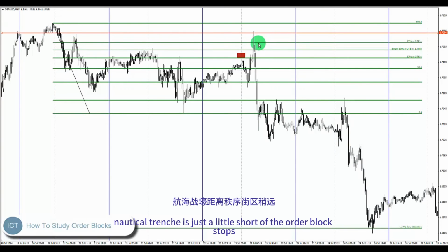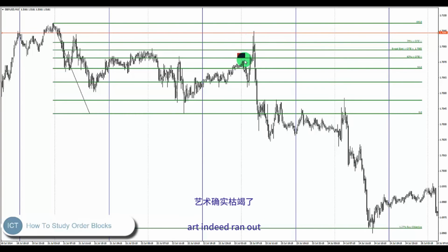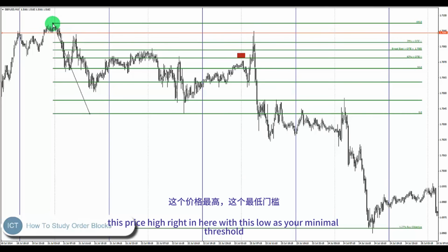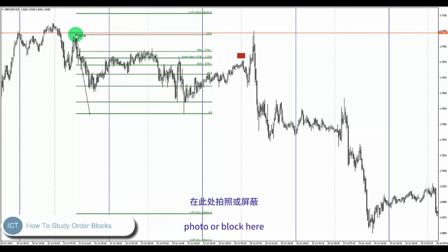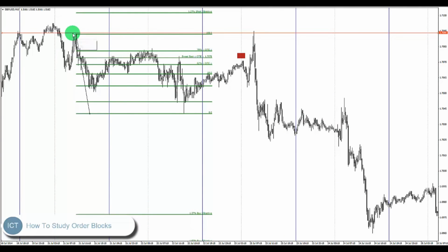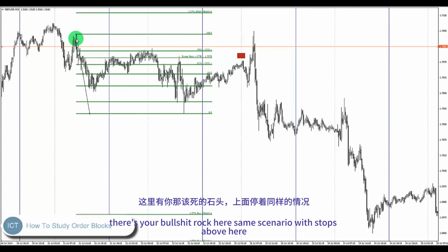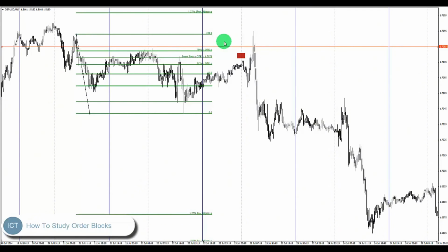Optimal trade entry is just a little short of the order block. Stops are indeed ran out. Using this price high right in here with this low as your minimum threshold for the order block here. There's your bullish order block here. Same scenario with stops above here. Runs into it during London Open.